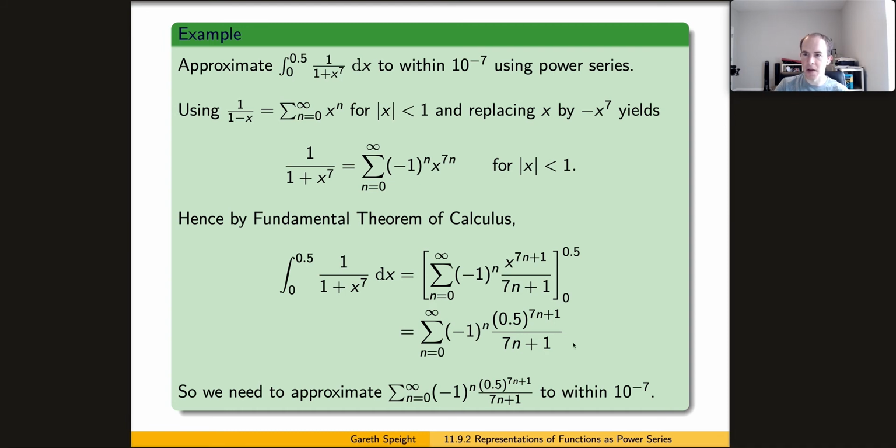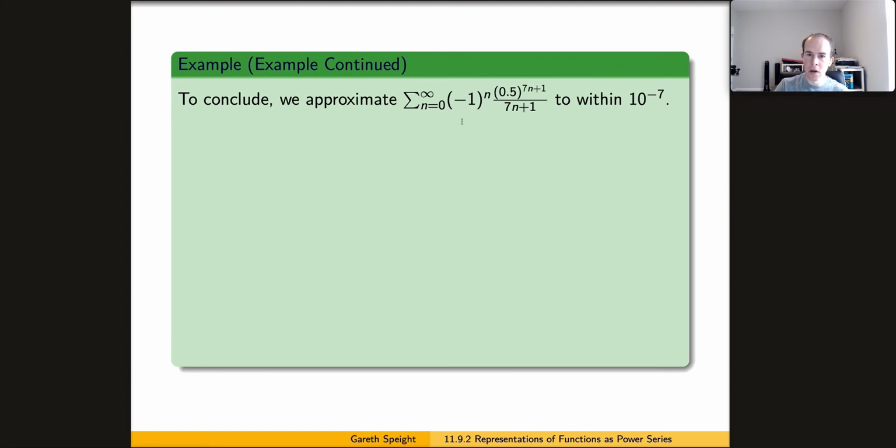But fortunately, this is something we know how to do because we've already studied how to approximate series. So now let's go ahead and do that, and we can basically forget where this series came from. So we have to approximate our series to within 10 to the minus 7. And it's an alternating series because we have this negative 1 to the n times a positive part. So we're going to use, as you would guess, the alternating series remainder test.